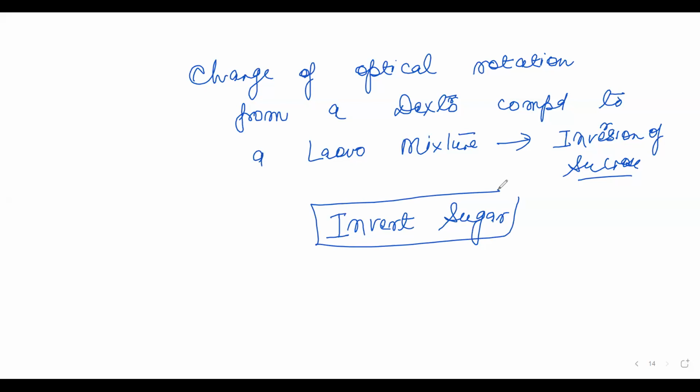So why is sucrose called as invert sugar? This has been questioned quite a number of times. What will your answer be? Yes, please, anyone? Why is sucrose called as an invert sugar? Because on hydrolysis, its optical rotation gets inverted. I repeat myself. On hydrolysis, its optical rotation gets inverted. From a dextro compound, it changes to a levo mixture.